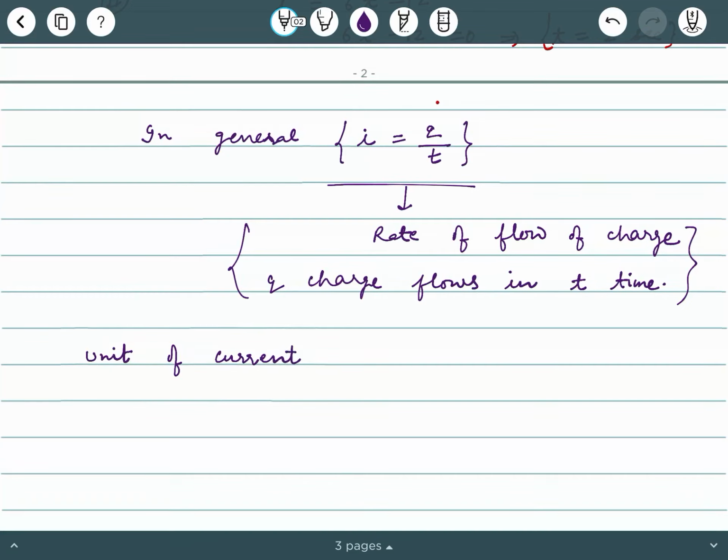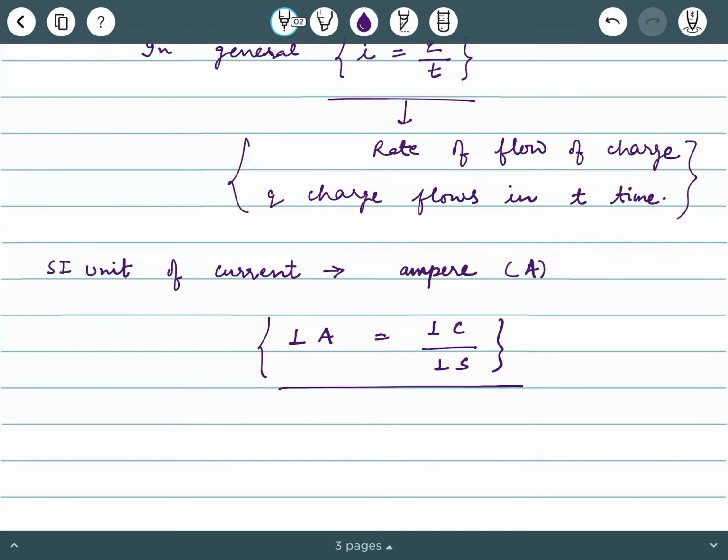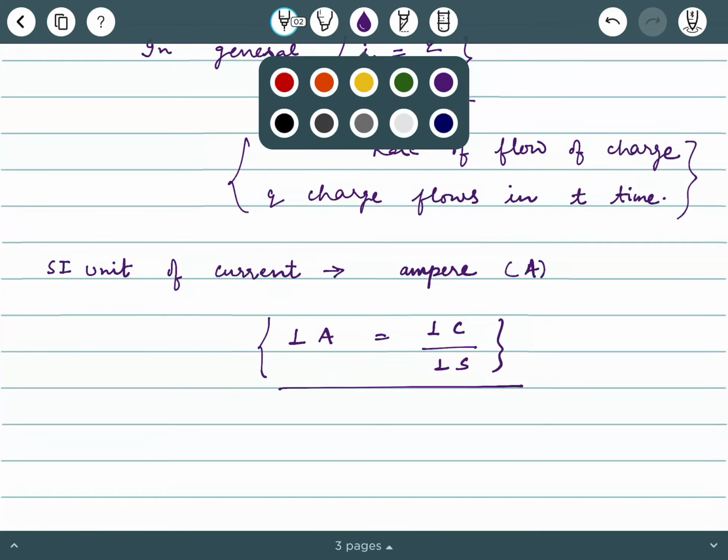Now, unit of current. I think every one of you knows about it, but still I will be telling about it. SI unit of current is ampere, and we write it by capital A. So 1 ampere will be equal to 1 coulomb by 1 second. So 1 coulomb charge, if it passes through a cross section in 1 second, then we say that 1 ampere current is flowing through it.